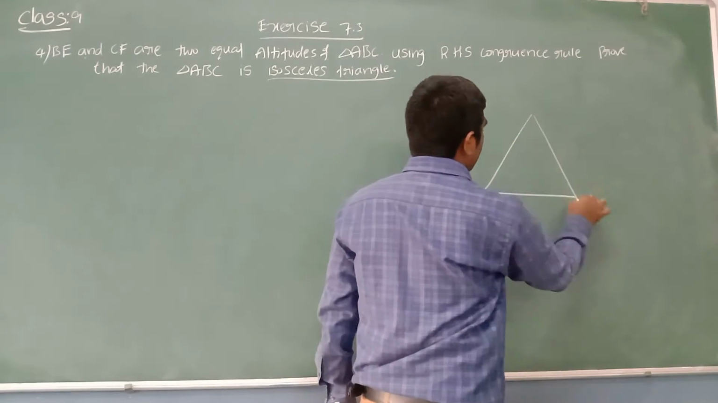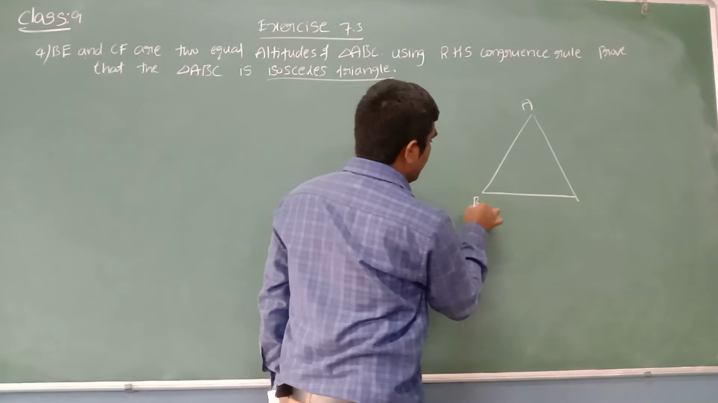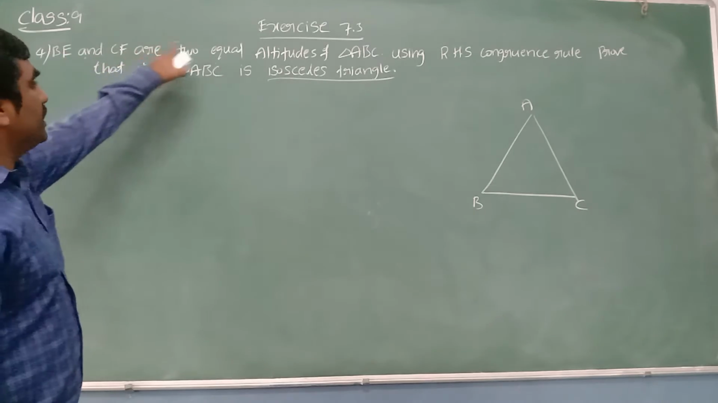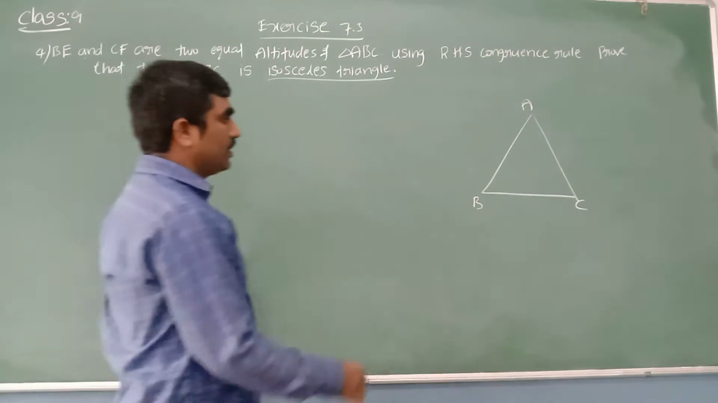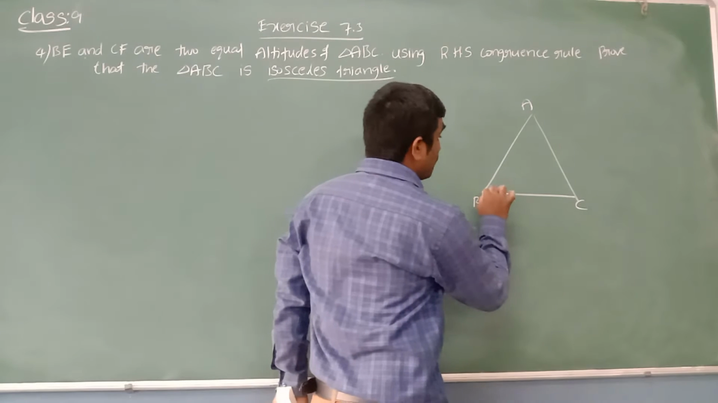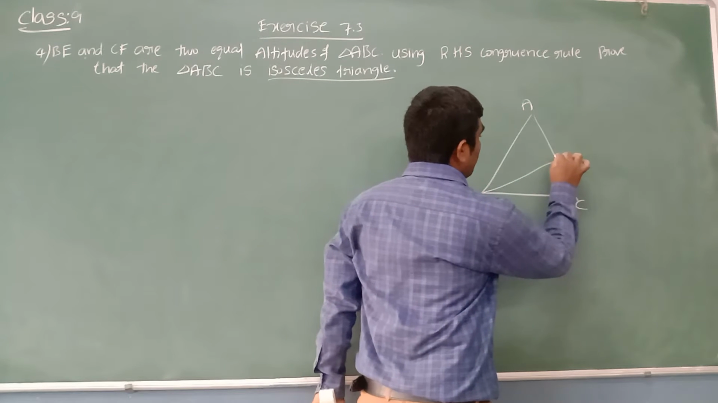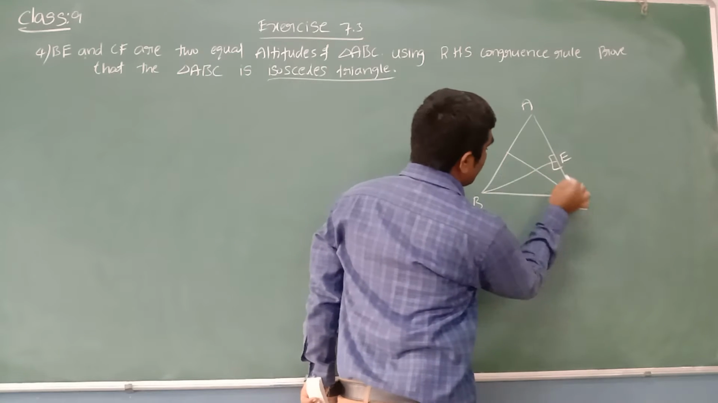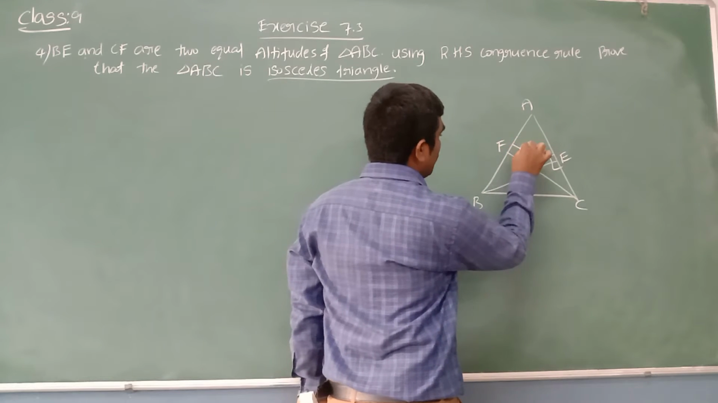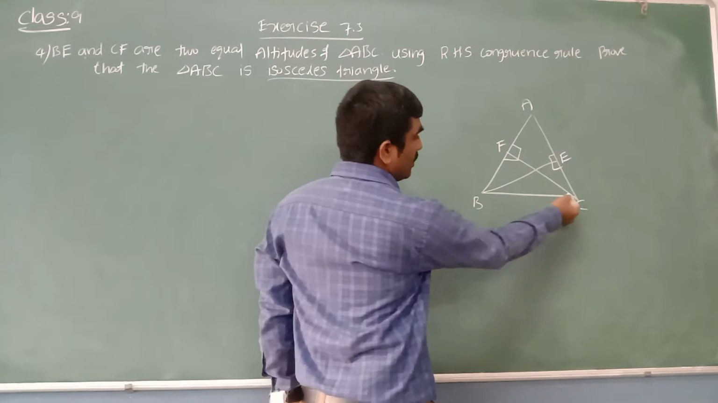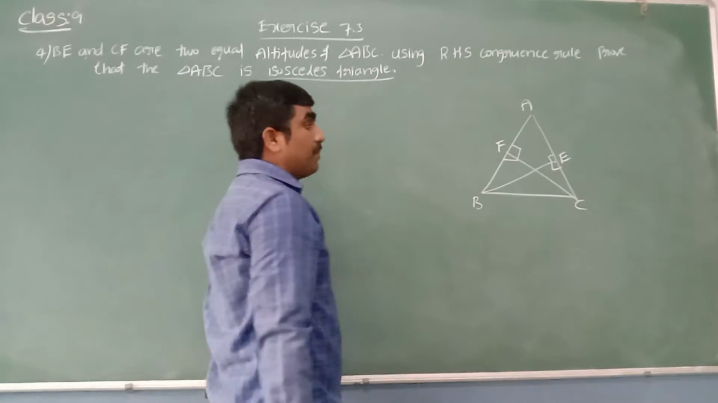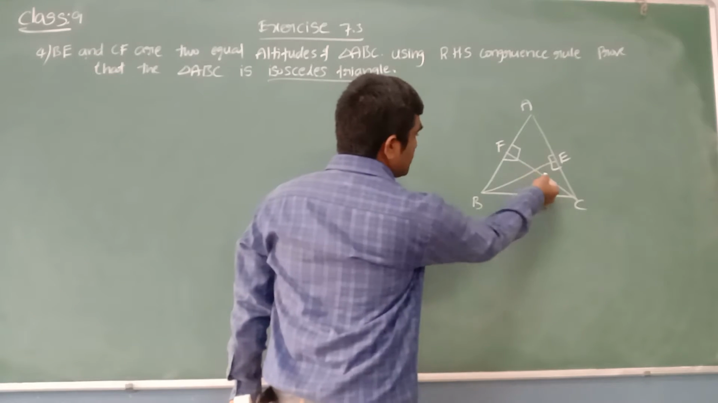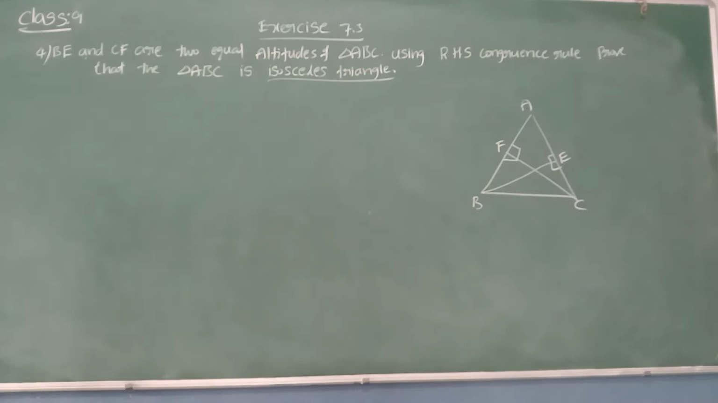Let me draw a triangle ABC. In the triangle ABC, they said BE and CF are equal altitudes. Let us draw an altitude, a perpendicular, from a vertex to its opposite side. Let me draw an altitude BE. Similarly, we draw one more altitude, CF. Perpendiculars make a right angle on the opposite side, and these two are equal. BE is equal to CF, they are equal altitudes.